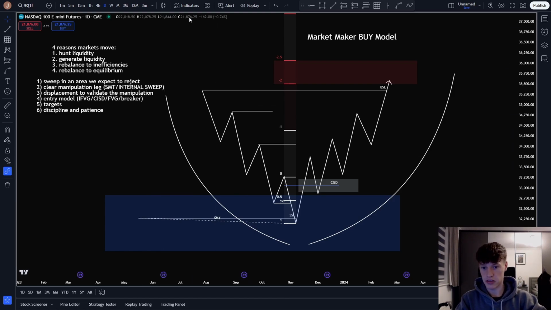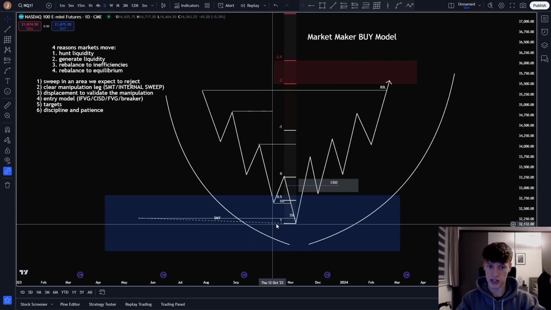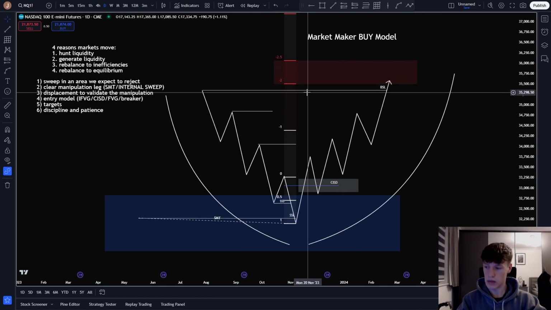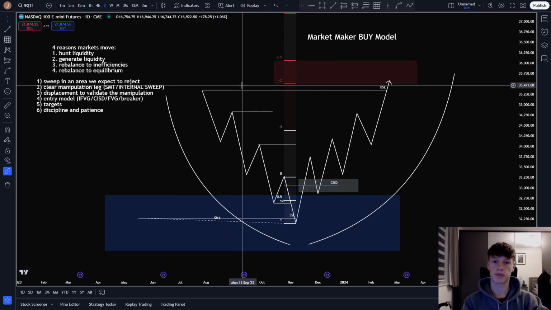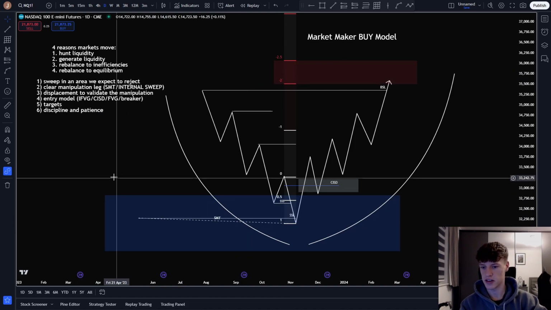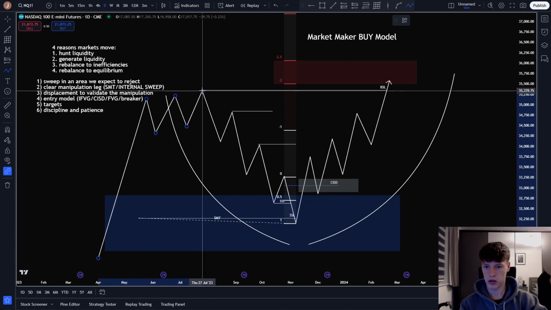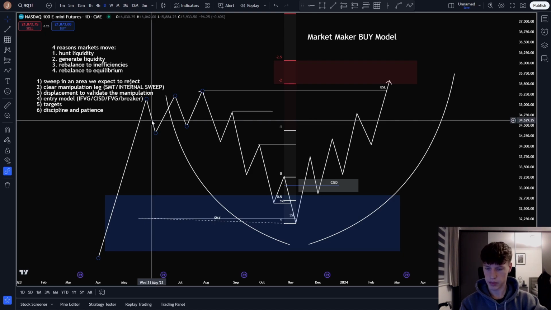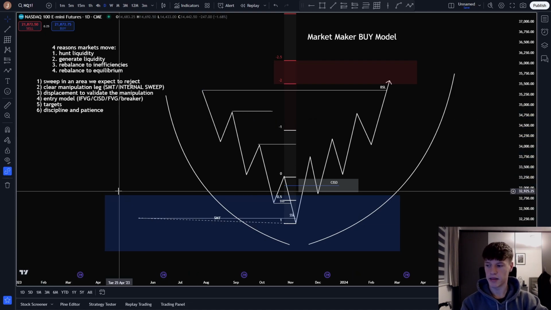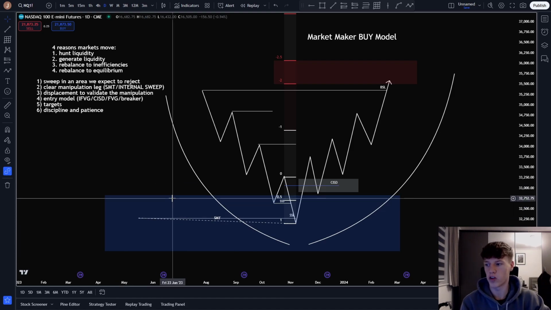So imagine this is a 4-hour time frame. This is a daily imbalance. It's holding. We expect the draw to be higher, to be buy side liquidity. So for the market maker buy model, you need to recognize an area we expect to reject from. In this example, imagine this is a daily imbalance and we've just had a pretty big expansion move up coming into this buy model. Simple. So this is a daily imbalance, and imagine we've got sell side resting within this daily imbalance on like a 4-hour or a 1-hour time frame.